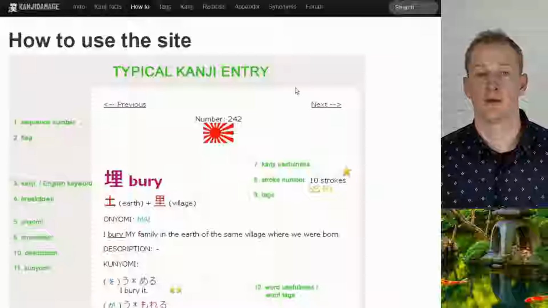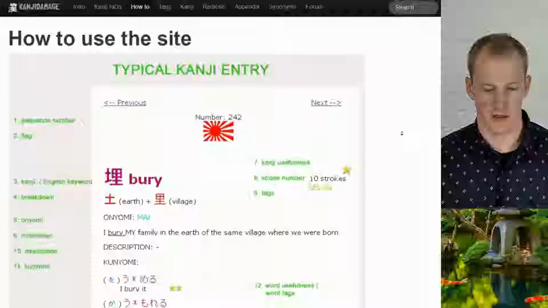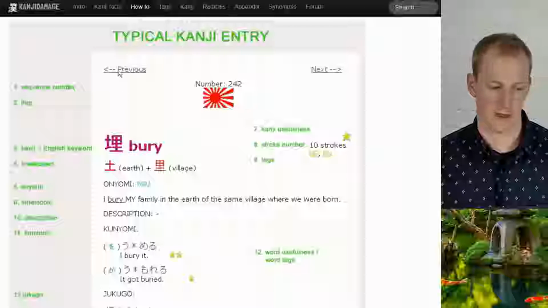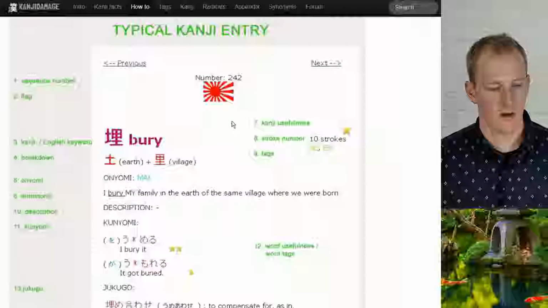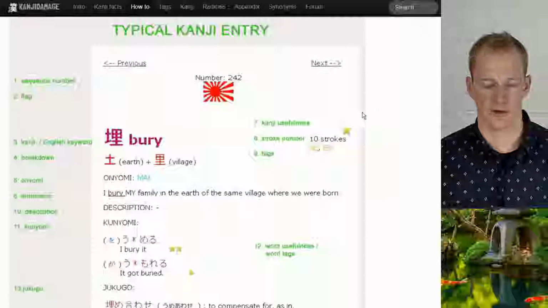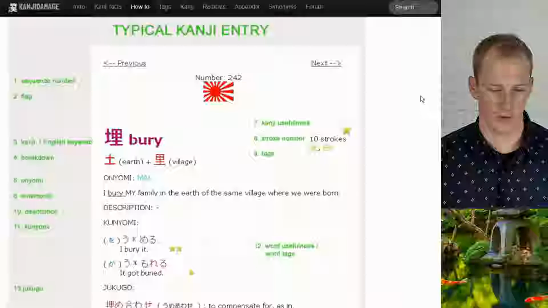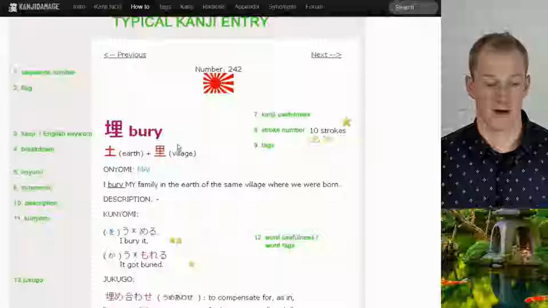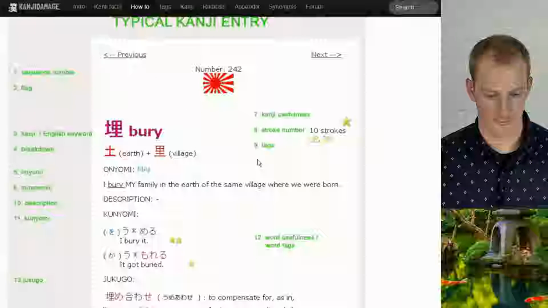So we've got a typical kanji entry here. Now, this is not actually what the website looks like, but it's pretty similar. This one, we see it's 242. This number is kind of meaningless, but it just means you've learned 241 before it. And we see we're learning the kanji for bury, to bury something.